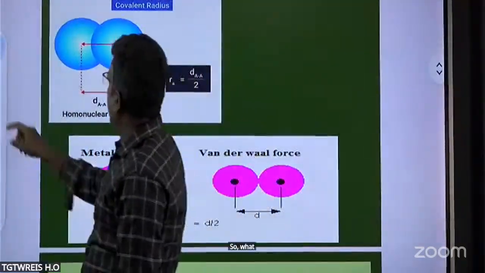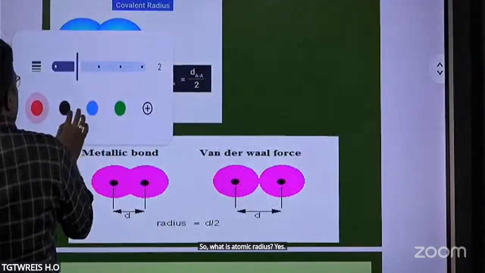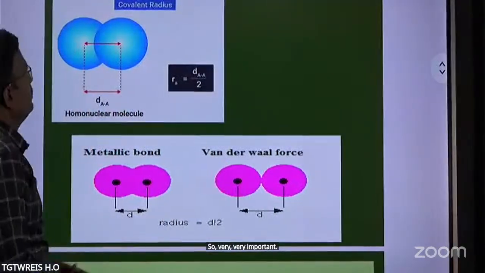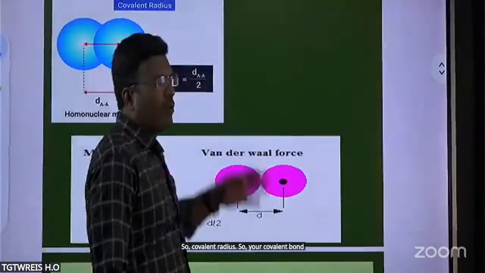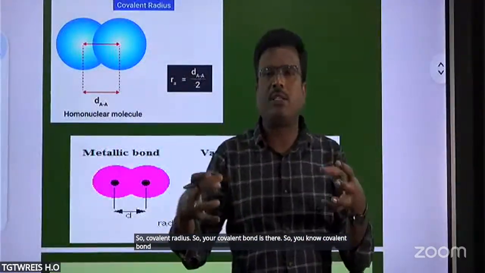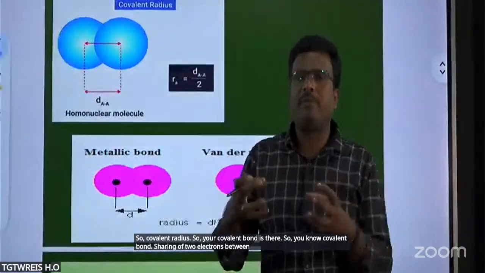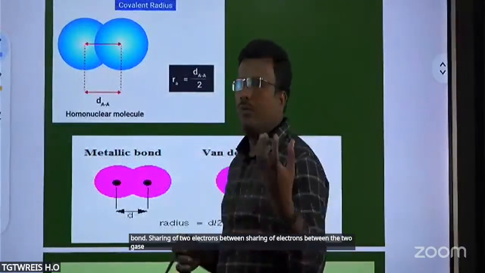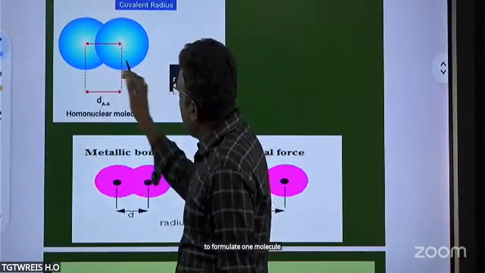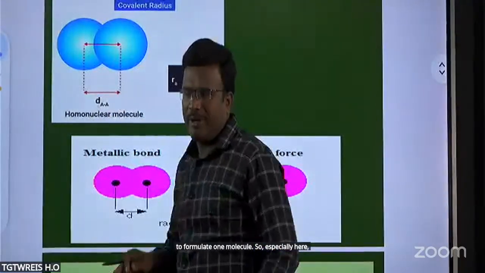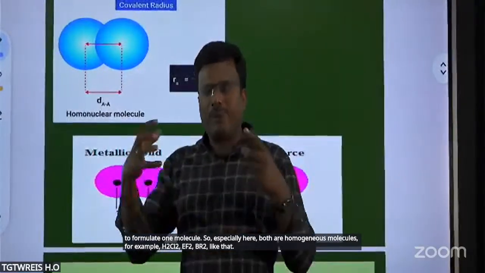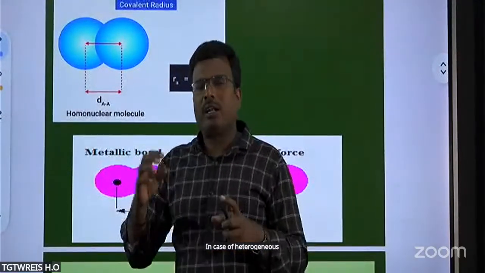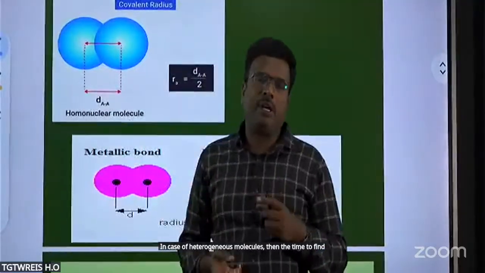So what is the atomic radius? Very, very important. First, covalent radius, where a covalent bond is present. You know a covalent bond is the sharing of electrons between two gaseous atoms to form one molecule. Especially here, both are homogeneous molecules, for example H2, Cl2, F2, Br2. In the case of heterogeneous molecules, we need to consider the electronegativity of the atoms.